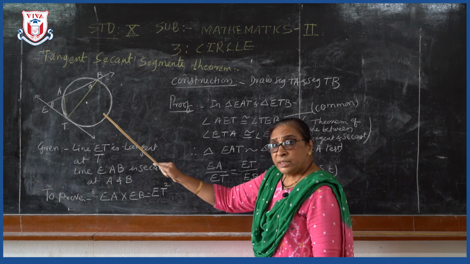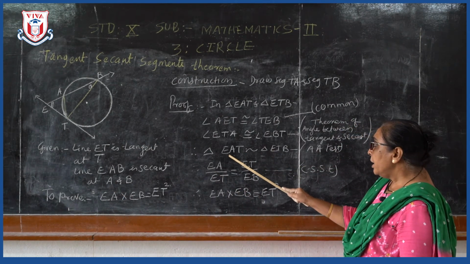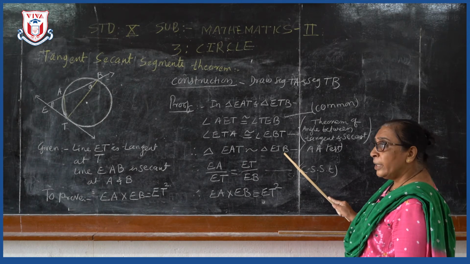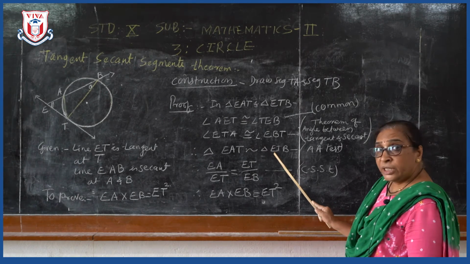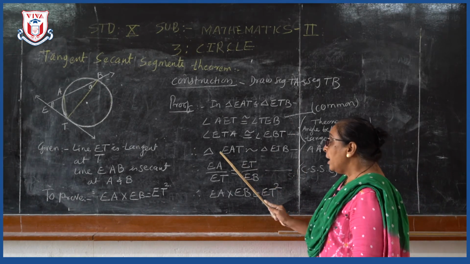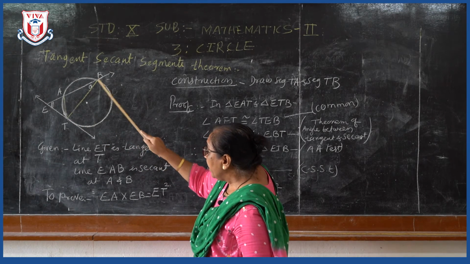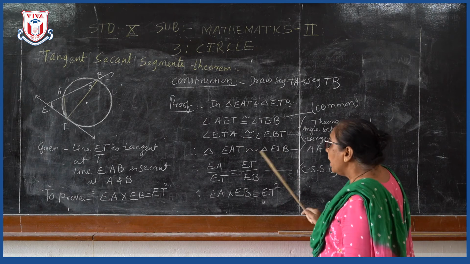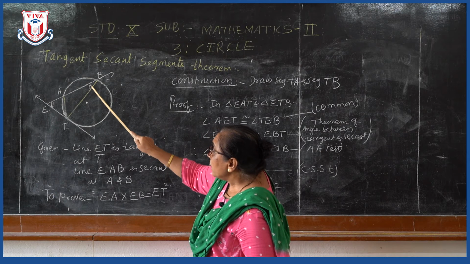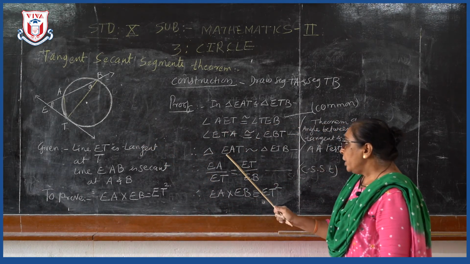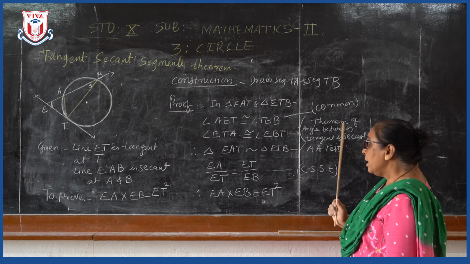Now when two angles are congruent, it's enough to prove the triangles are similar. So triangle EAT is similar to triangle ETB. See this one-to-one correspondence. E corresponds to E only because it is common. Then angle A corresponds to angle ETB, so A corresponds to T, and angle ETA corresponds to angle B. So triangle EAT is similar to triangle ETB, by the angle test.